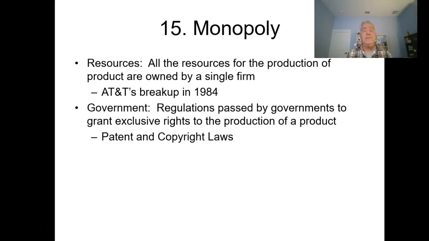Government regulations. Just as a sidelight, a government can create a monopoly. They issue a patent for a new product. You then have a monopoly on that product. No one else can produce it. You write a book and you copyright it. The book is then copyrighted. No one else can copy or use parts of that book unless they have your permission and possibly pay you money for it.